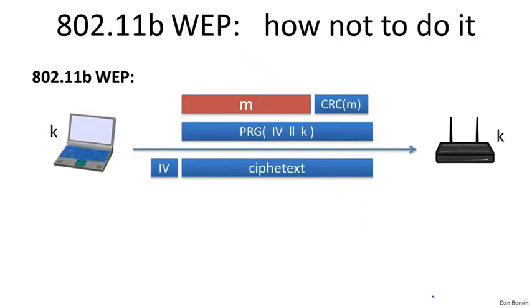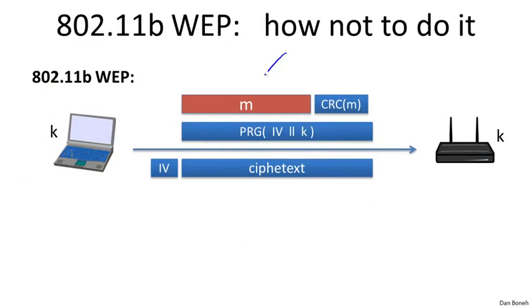Okay, so now that we've seen TLS 1.1, let's see a broken protocol. Of course, I always like to pick on 802.11b WEP, which pretty much got everything wrong. So let's see how not to provide authenticated encryption. Let me remind you how 802.11b WEP works.